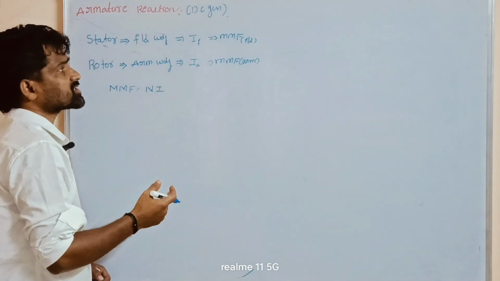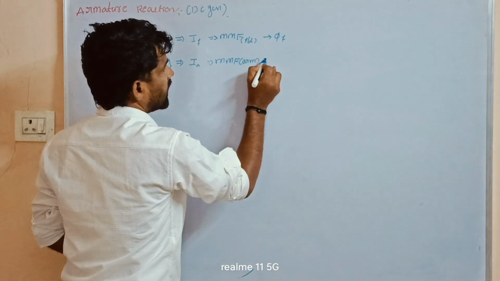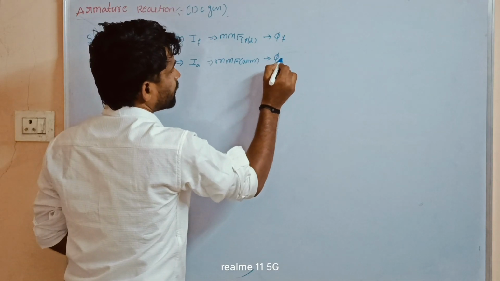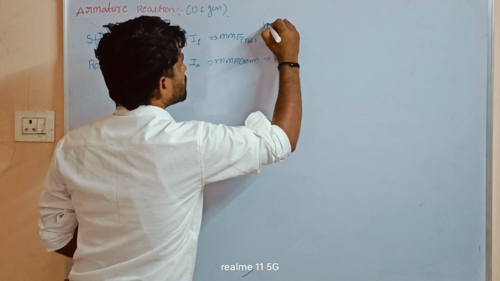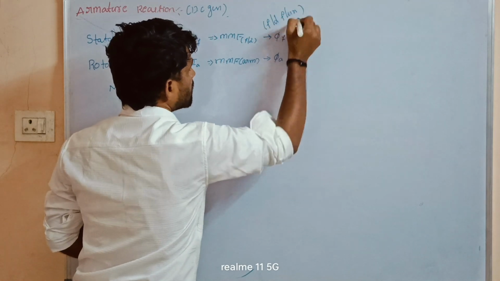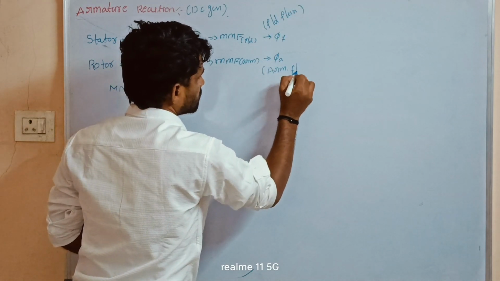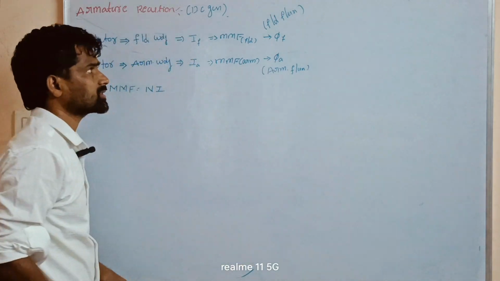It is the resultant magnetomotive force in the field, and similarly the magnetomotive force MMF in the armature. When MMF is created, it creates flux: the field flux and the armature flux.